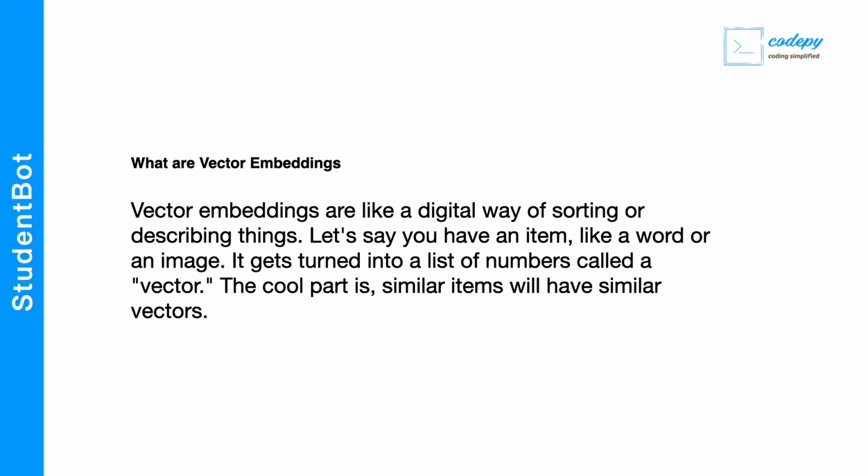The cool part is similar items will have similar vectors. I hope this clarifies what vectors are and why we use vectors in computers, data storage and identification. So now we have understood vector embeddings are like a digital way of sorting or describing things.